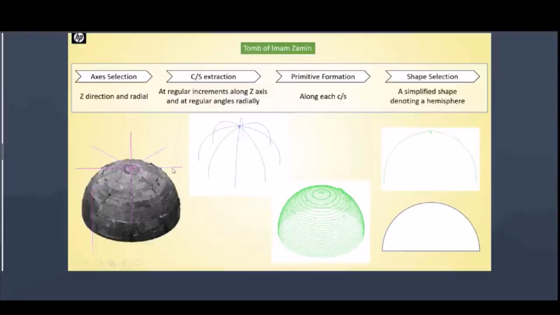They were sliced. Cross sections were extracted at regular increments along the z-axis and at regular angles radially. Primitives were formed along each cross section, as you can see, both this way and this way. And then a simplified shape denoting a hemisphere was obtained, and it was then refined to fit the exact structure precisely.